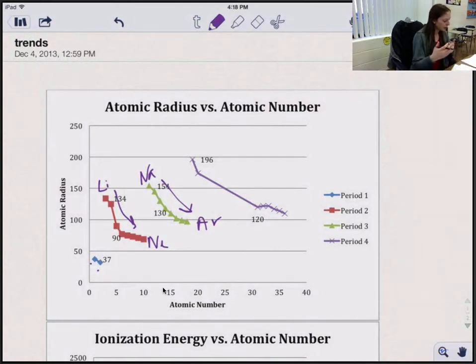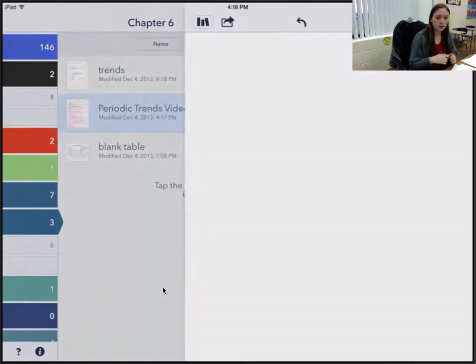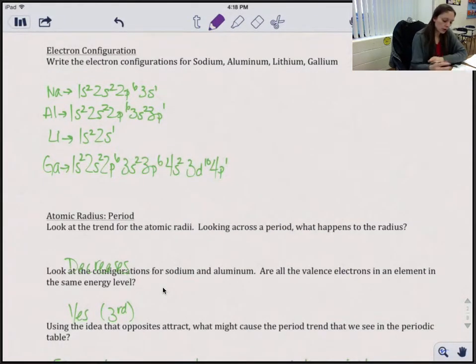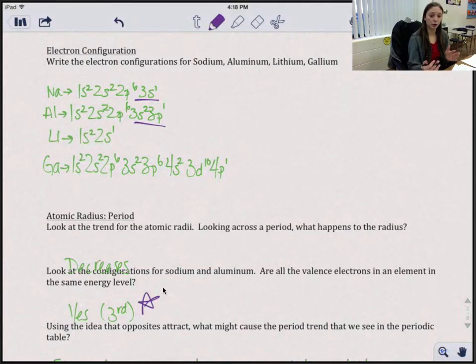Okay, so if I go back to my worksheet and look at the configurations for sodium and aluminum, notice how they both end in 3. So are all your valence electrons in an element in the same energy level? Yes, for sodium and aluminum, they're on the exact same one. They're on the 3rd level. So that's why I put yes, they're in the 3rd, right here. One ends in a 3p, one's in a 3s, but they're still both in the 3rd row.